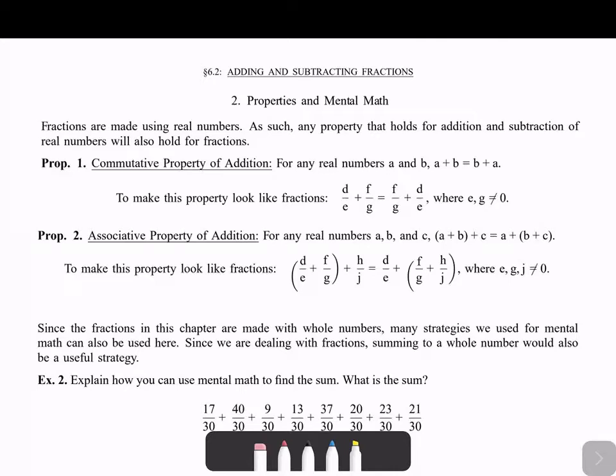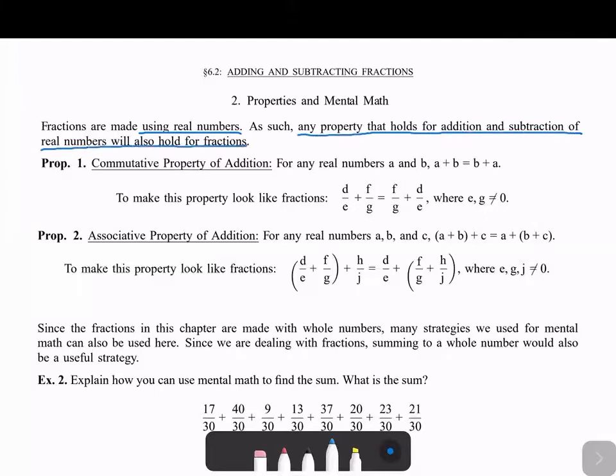When we talked in section 6.1, at the very beginning, about what fractions look like, we listed all these different examples of what a fraction could look like. But one thing that the fractions we looked at had in common is that they all use real numbers, one real number over another real number separated by this fraction bar. So because fractions are made using real numbers, any property that holds for addition and subtraction of the real numbers will also hold for fractions.